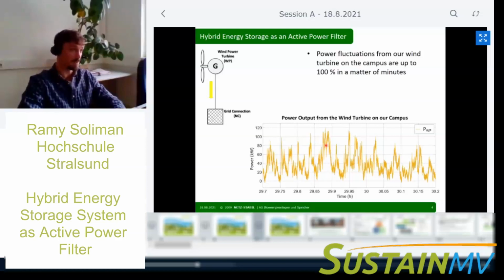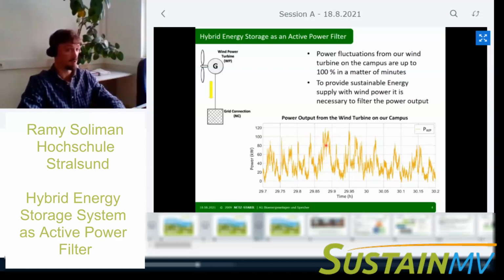And if you think about the future with 100% renewables, you could imagine that we will need storage capacities in order to match energy production with the demand. At least we need some kind of power filtering to make wind power more predictable for the grid operators.